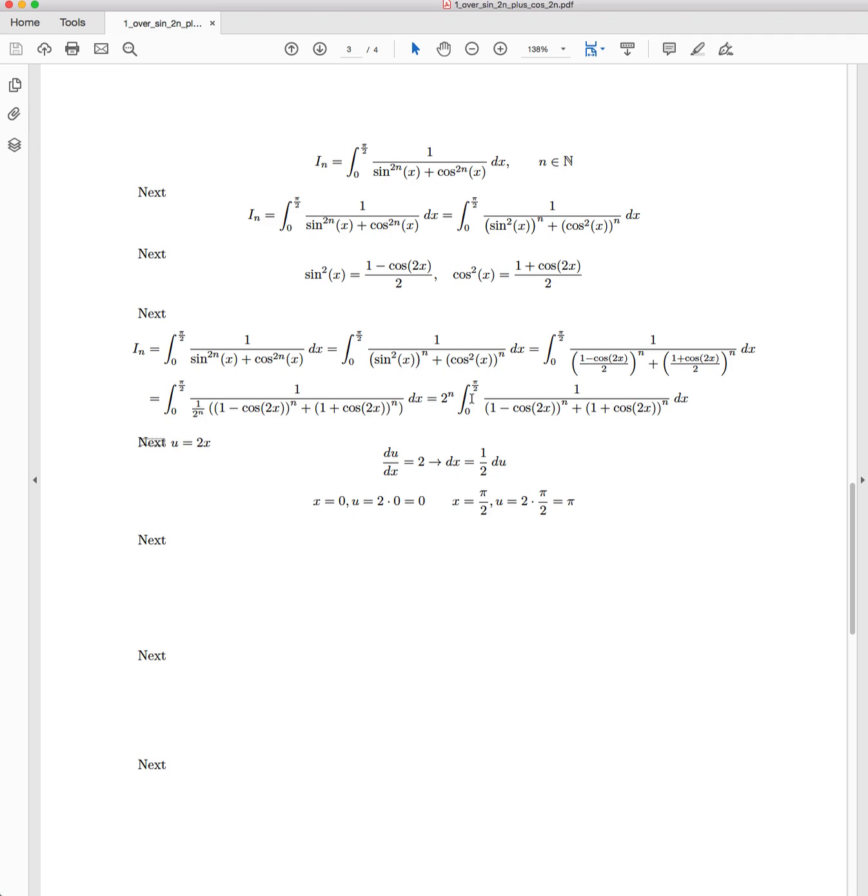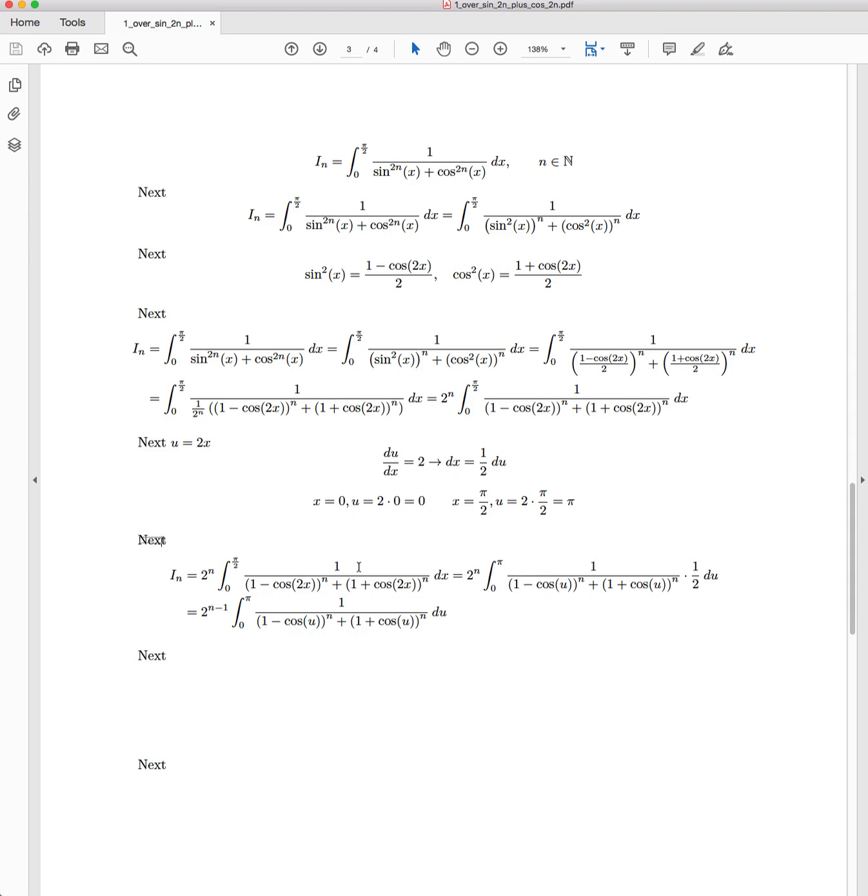And then in terms of changing the bounds, at the lower bound where x is equal to 0, we have u is equal to 2 times x, or 2 times 0, which is just 0. For the upper bound, x is equal to pi over 2. Remember, u is equal to 2x, so 2 times pi over 2. The 2 cancels out with the denominator, and we're just left with pi.